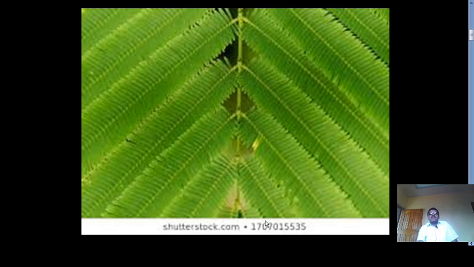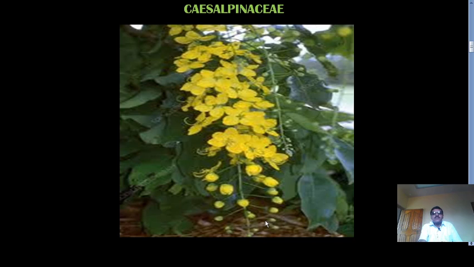See, this is the leaf arrangement of the family Caesalpinaceae. This is Delonix regia. The leaves are arranged in this manner. See, this is a member of family Caesalpinaceae, Bauhinia. See, the pendulous structure of flowers is present in the members of the family Caesalpinaceae. See, these are the beautiful flowers.